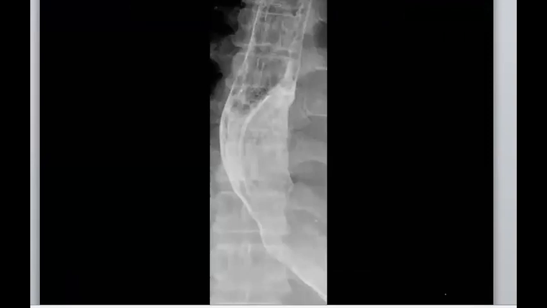What about this one? Esophageal leiomyoma. Why? Yeah, why leiomyoma? Yes, but why? Perfect. Why?